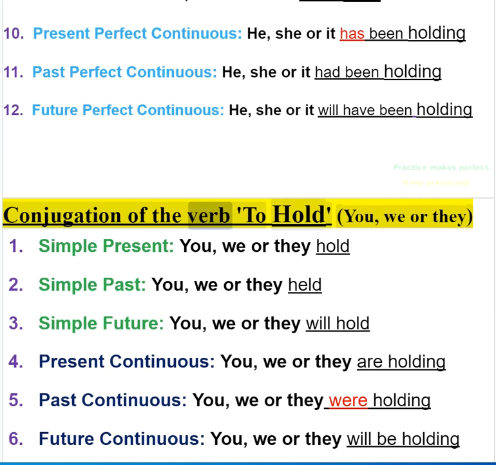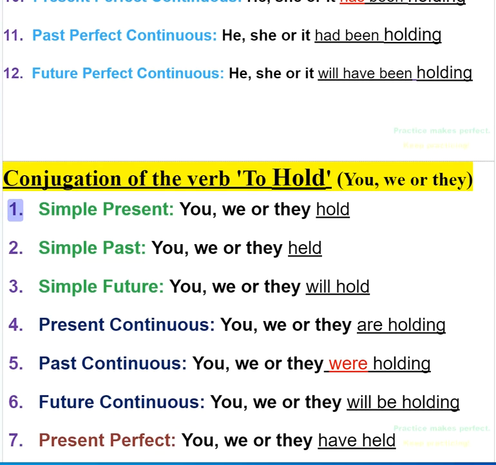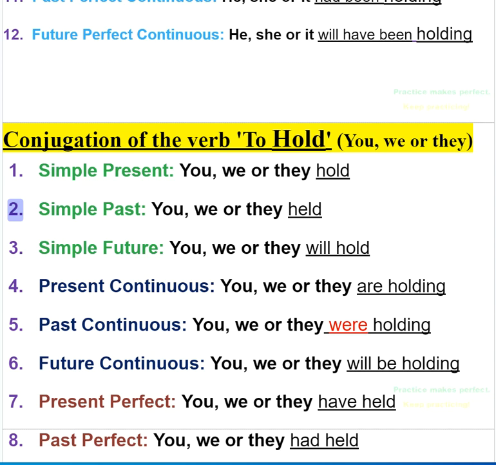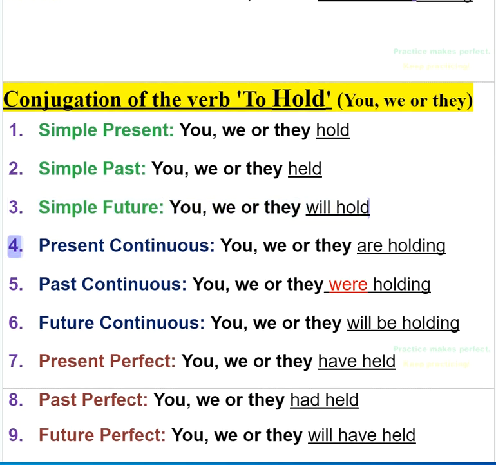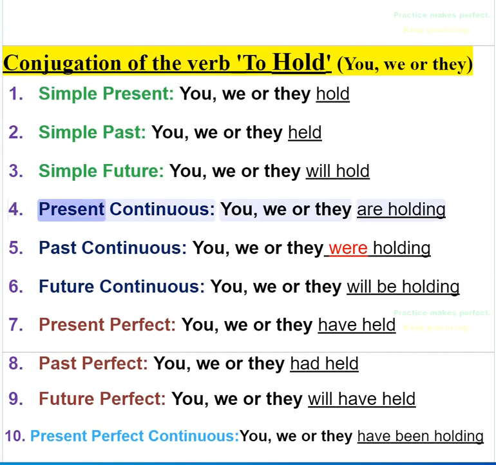Conjugation of the verb to hold, you, we or they. 1. Simple present, you, we or they hold. 2. Simple past, you, we or they held. 3. Simple future, you, we or they will hold. 4. Present continuous, you, we or they are holding.